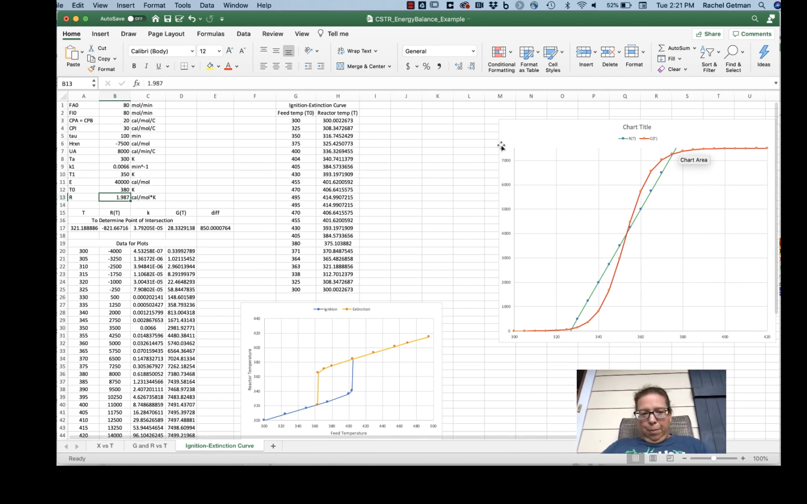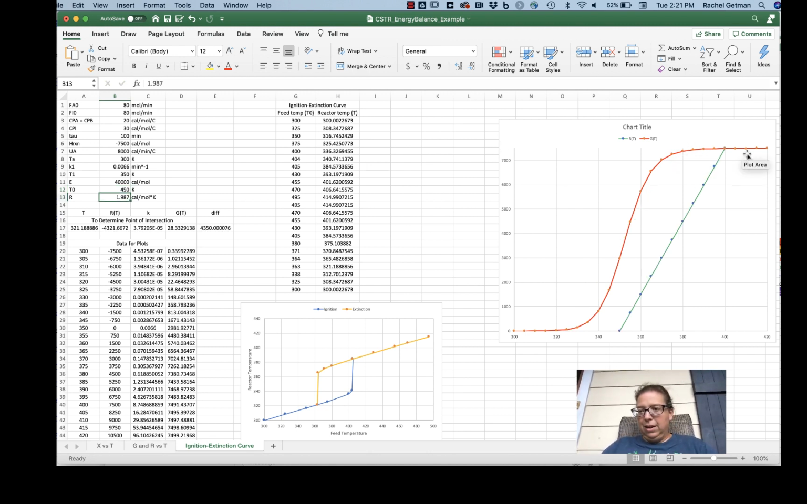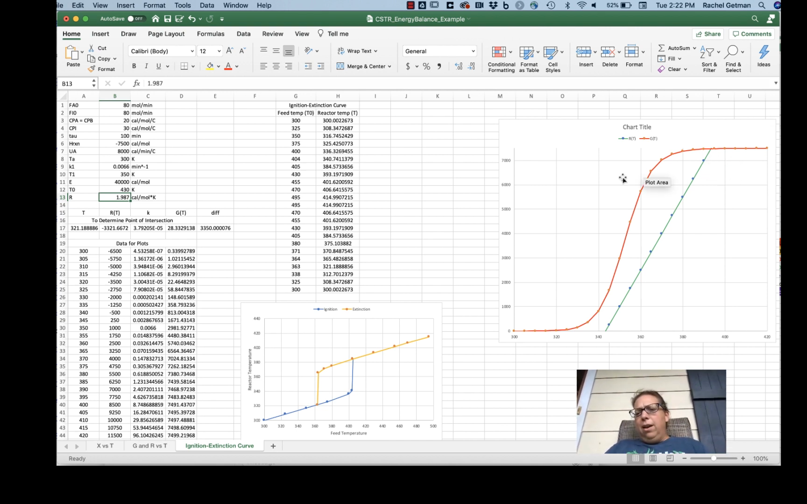Also, if I'm operating up here, at a feed temperature of 450 degrees, and I decrease that, say to 430, I'm adding less heat to the reactor because the feed is cooler. Because of that, the reactor contents are going to cool off, but only until they find the next steady state, and they're going to operate there. So that's another reason it's important to know the ignition and extinction temperatures.